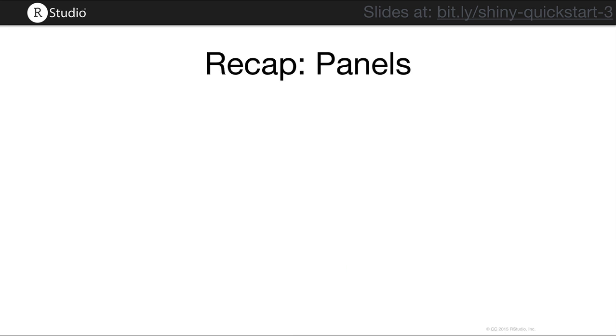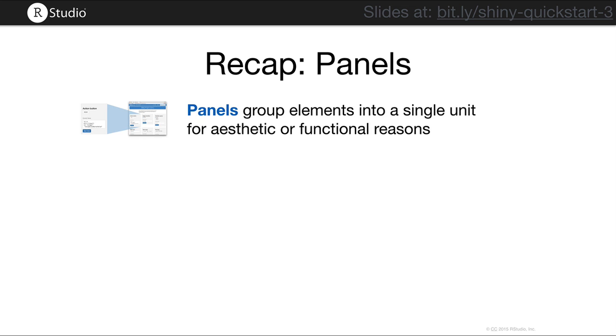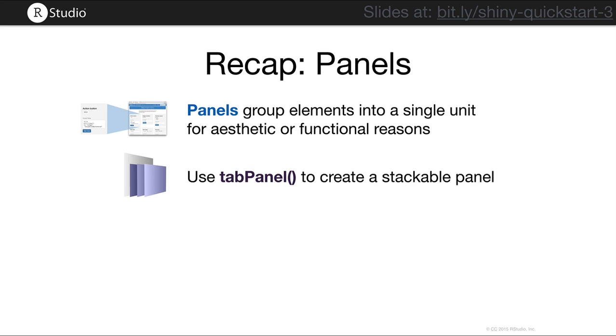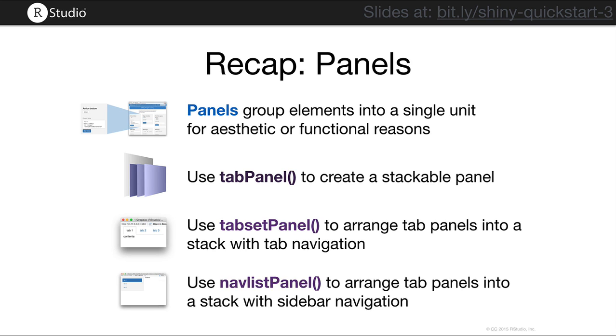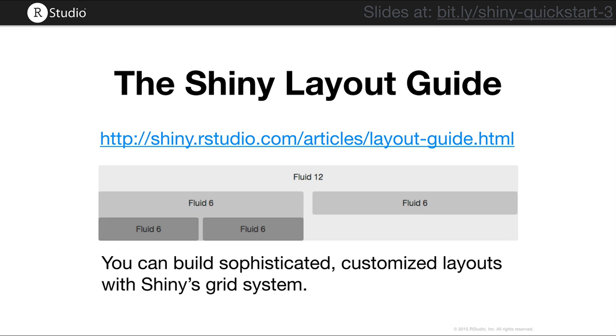All right, so what should you know about panels? Panels are a common way to group elements into a single unit for reasons that could be functional, when you're making a stack, for example, or just purely aesthetic, like well panel. You use tab panels to create stackable panels, and then you put those panels together into a navigable stack with tab set panel or navlist panel. Now these things, as well as the row system and the column system, are all documented in this article here. So if you would prefer to go through this at your own pace, reading about it and seeing examples in code, visit this article.